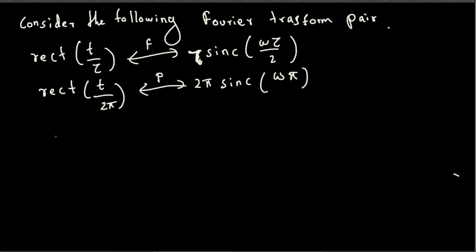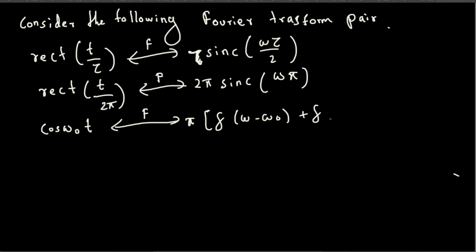And the cos omega naught t is going to be exactly the same as before. Previously we have seen that if you have cos omega naught t, the Fourier transform of that becomes pi multiplied by delta of omega minus omega naught, plus delta of omega plus omega naught. Exactly the same for this, because the only difference we had is rectangular. We dealt with this already. This cos function remains the same.